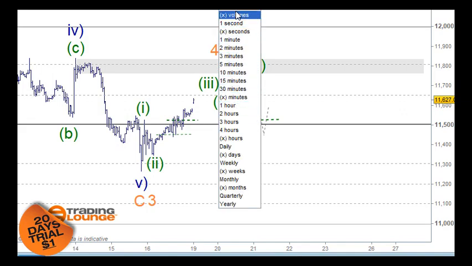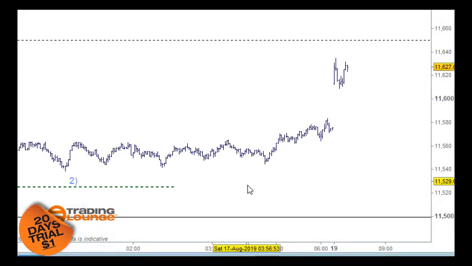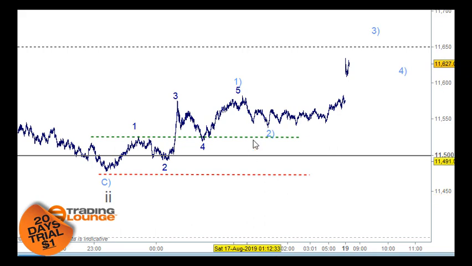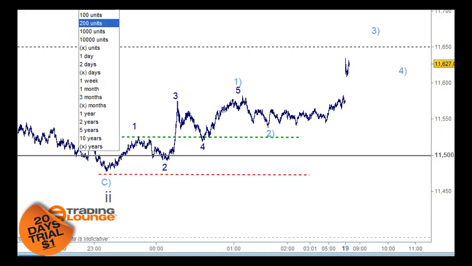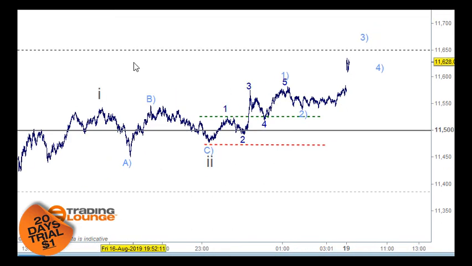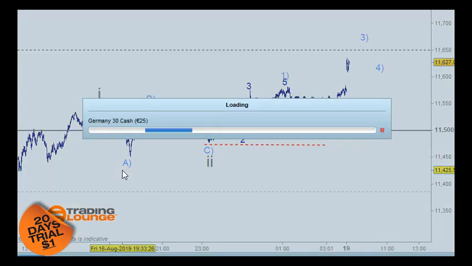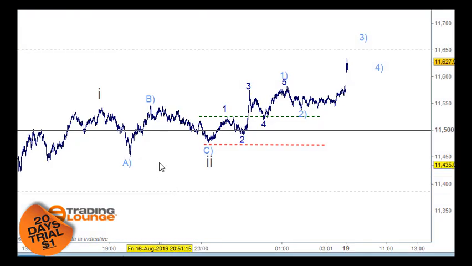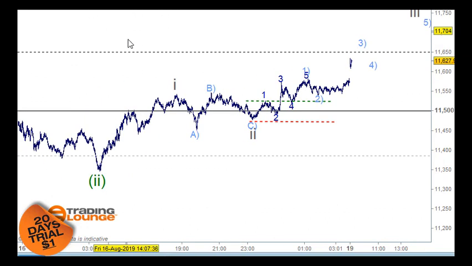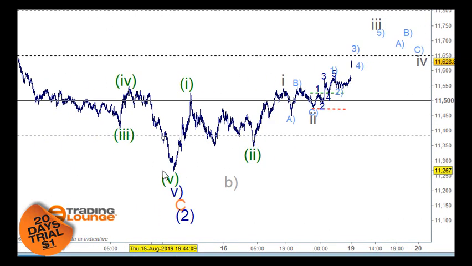So just coming into the tick chart now. Let's just go back a little bit. I need to go back. There we go. So, okay, good.